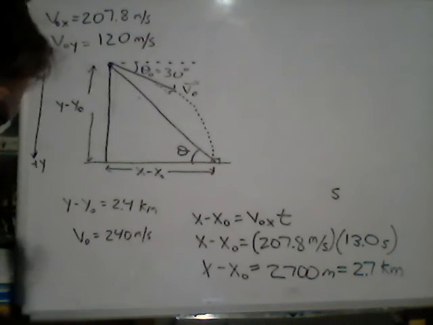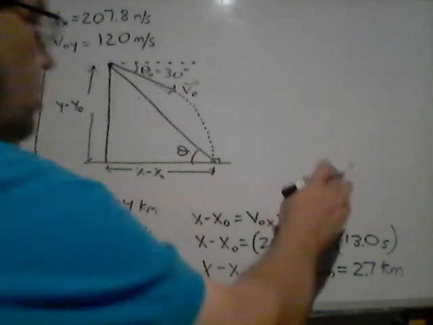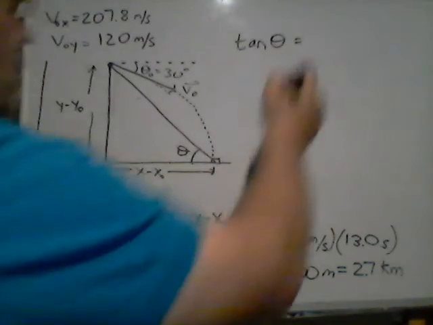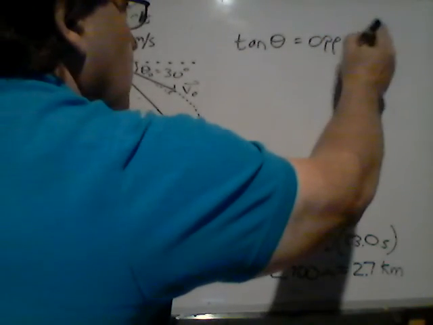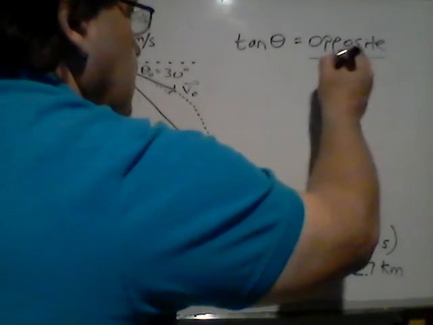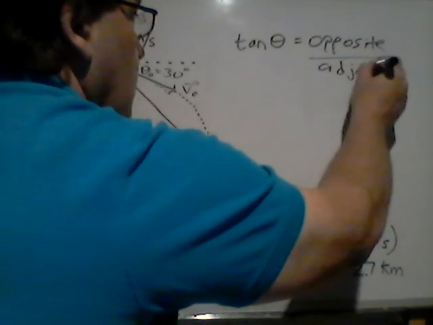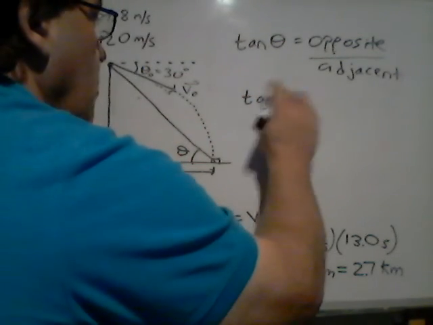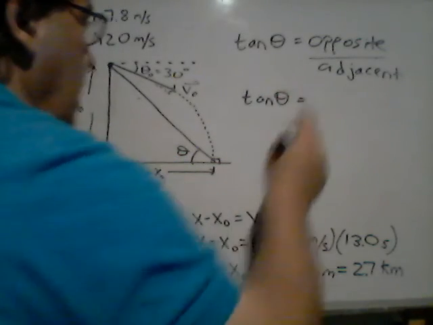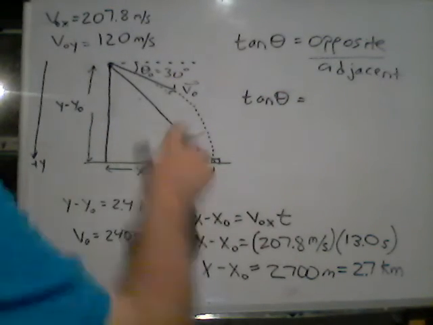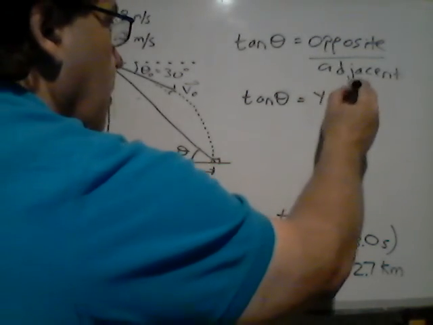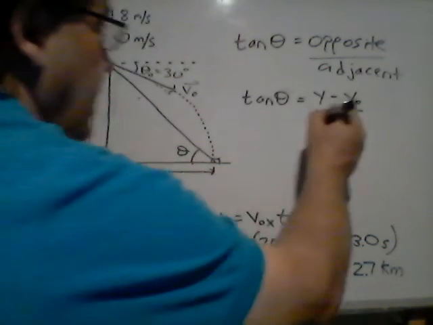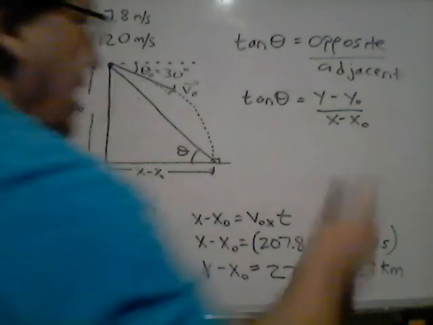Well, it would be a tangent function, right? So again, tangent of theta is the opposite divided by the adjacent. So tangent of theta is going to be y minus y naught, that's the opposite, divided by, that's the y direction displacement, divided by x minus x naught. And that's the x displacement.